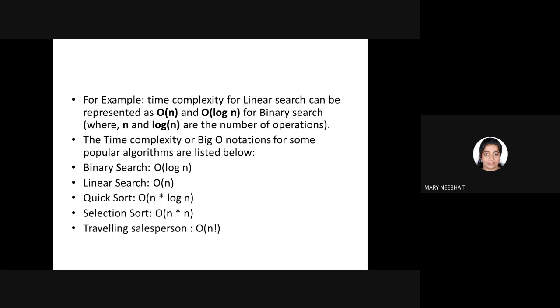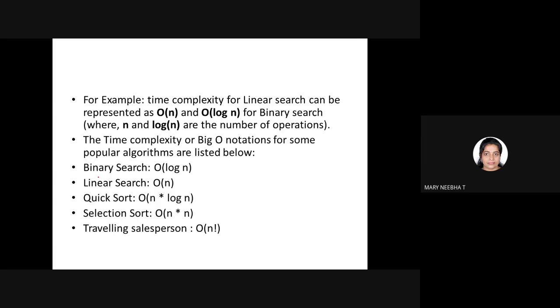Just keep in mind, for linear search the worst case is equal to the number of elements. In binary search, the worst case is the logarithmic relation of the number of elements.